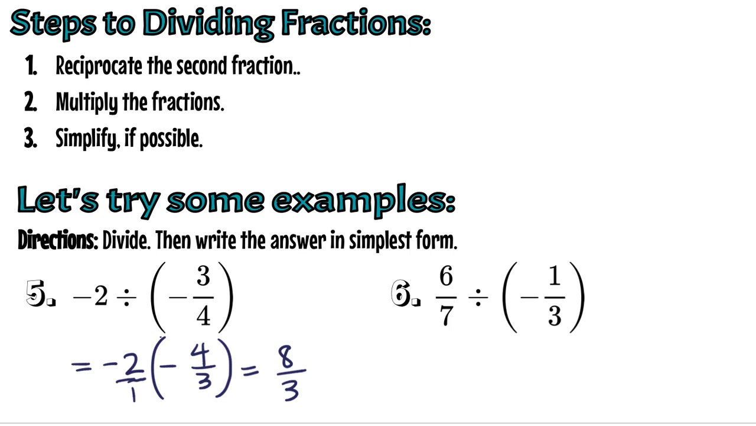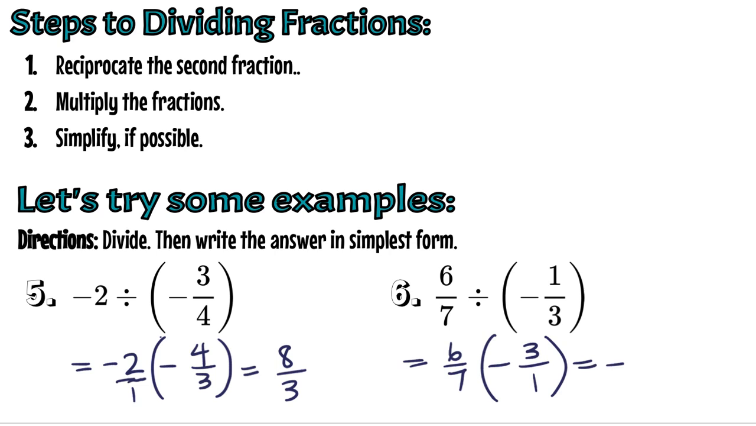Let's try another one together. Remember, we rewrite the first fraction as is, and then we multiply by the reciprocal of the second fraction. So we're going to multiply by the reciprocal of -1/3, which is -3, or if you want to write it as -3/1. And then we multiply across the top and multiply across the bottom.